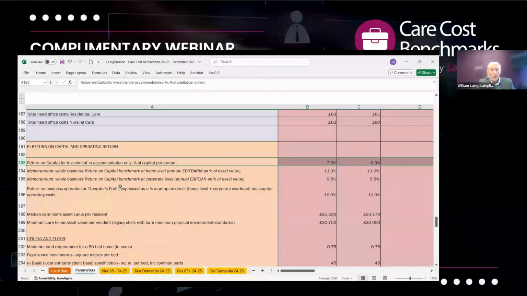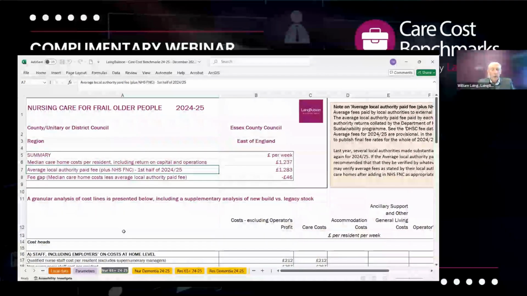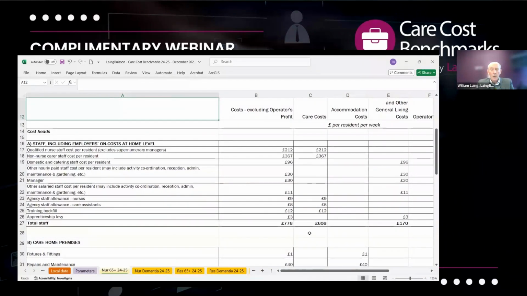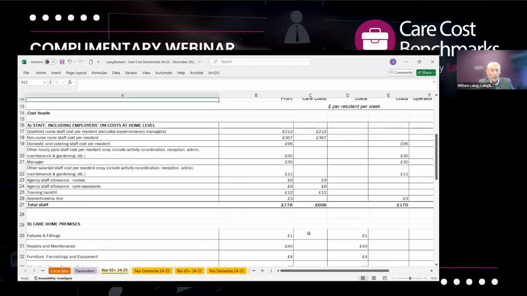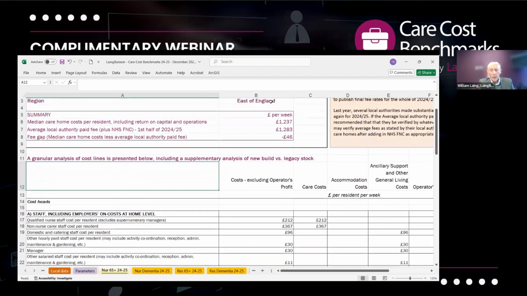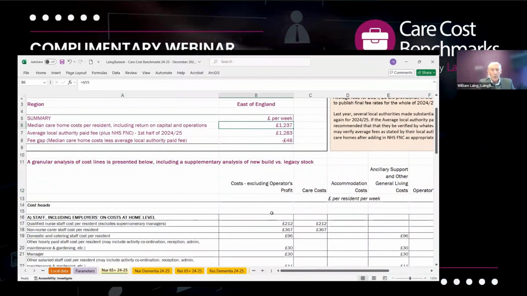So that's the parameters very briefly, just to emphasize that they're all very much evidence-based. If I can then go into an example of, let's say, nursing care again, the nursing 65, 24-25, just to go further down to see some more of the detail that is provided within the model. So you've seen the headline, which shows how the overall rate being paid by local authorities compares with what we believe to be reasonable median average costs.